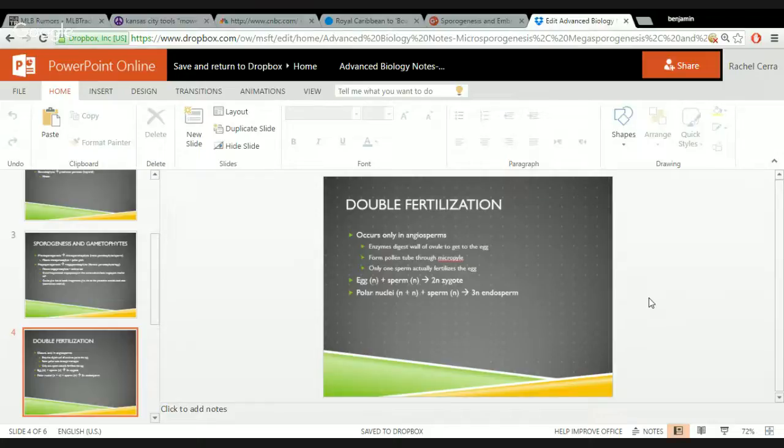Now here's where double fertilization comes into play. I told you we needed to talk about the polar nuclei in that second sperm. The second sperm will fertilize that polar nuclei, and you will end up getting a 3N nucleus, or 3N structure. So it's a triploid cell, and we're going to call that an endosperm.